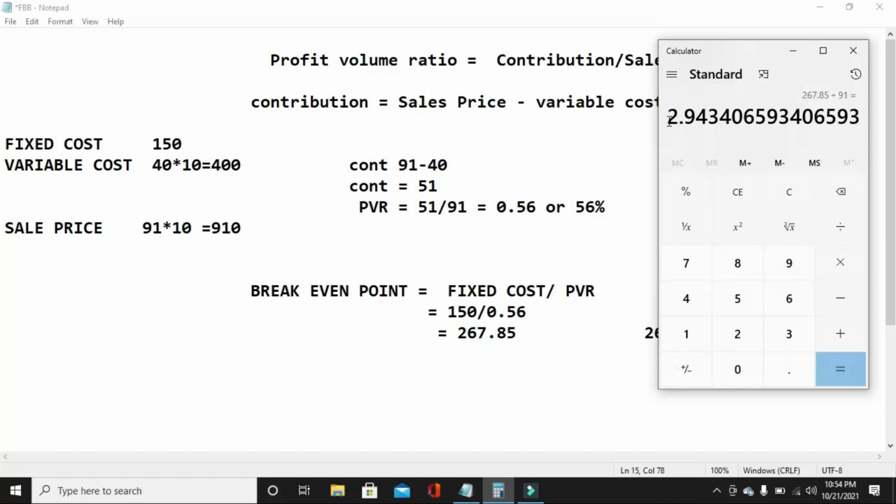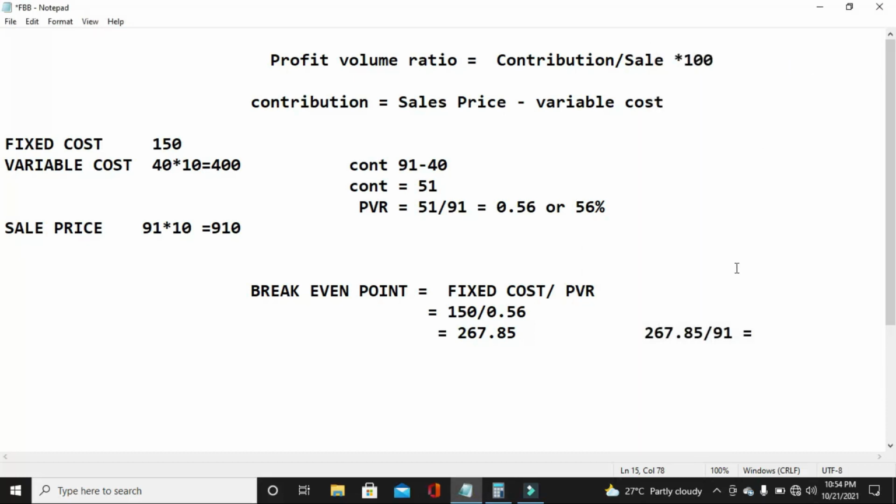So the number of units which we have sold at this point is 2.94. If we sold 2.94 units, then our total revenue will be equal to our total cost. So let's check it. At this point, will our total revenue be equal to our total cost or not?